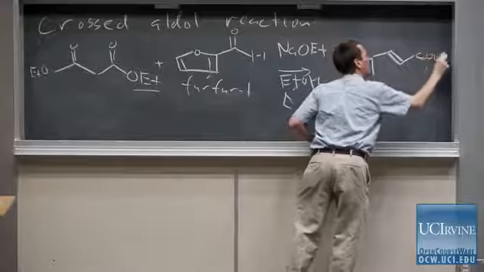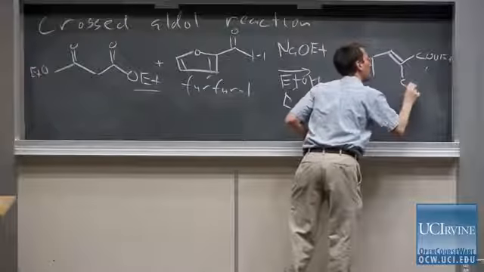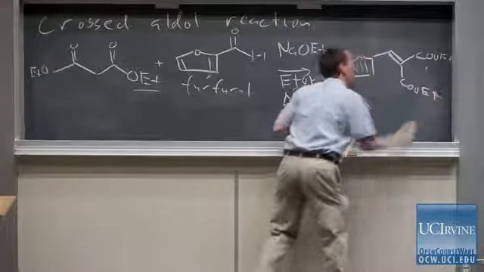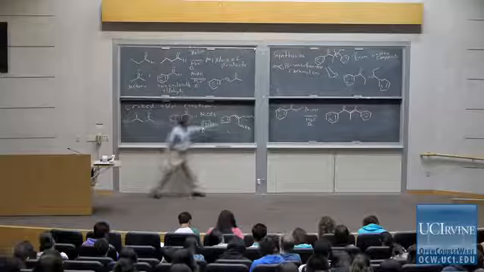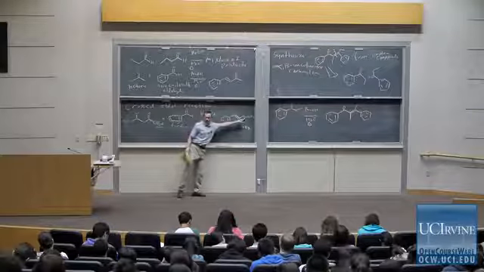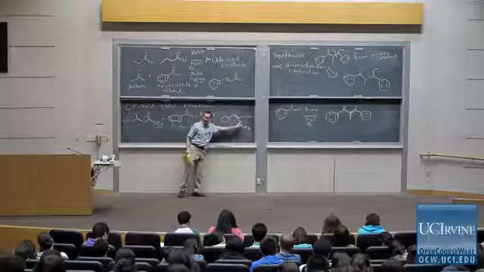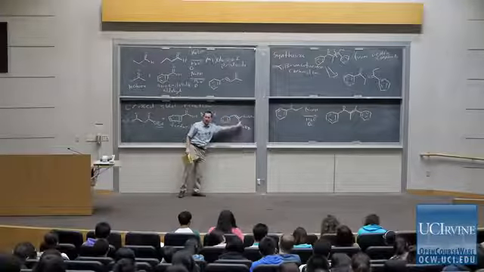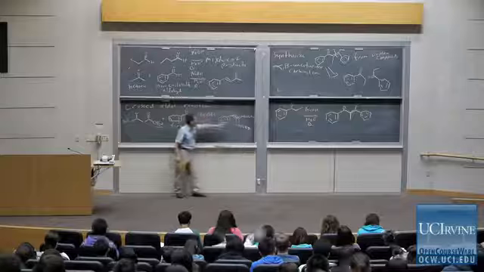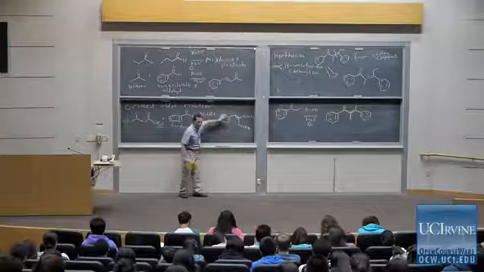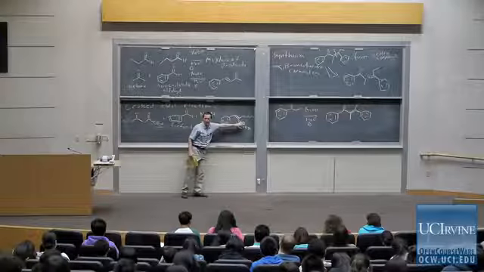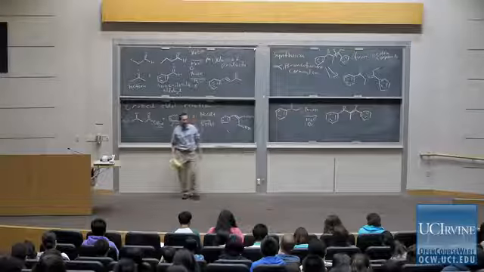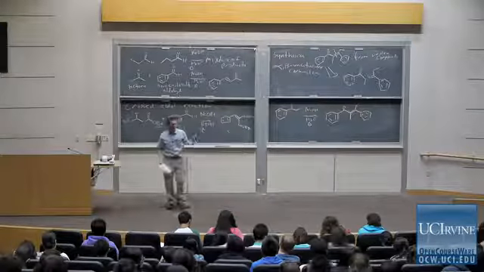And even though this looks very different, it's all the same principles we just saw. It's an alpha beta unsaturated carbonyl compound, in this case an alpha beta unsaturated 1,3-dicarbonyl compound formed from a non-enolizable aldehyde and an enolate of a highly enolizable component.